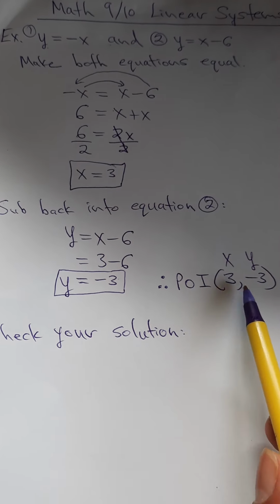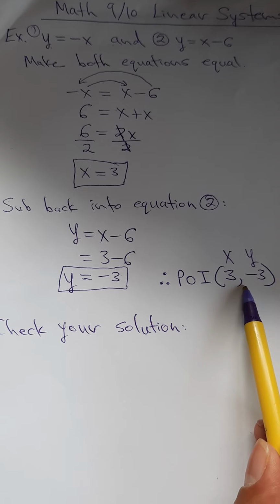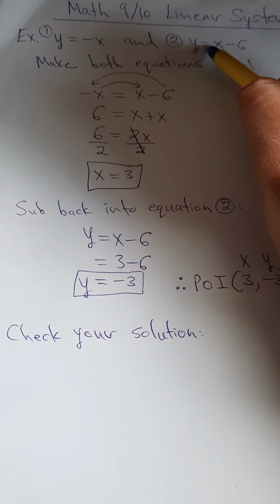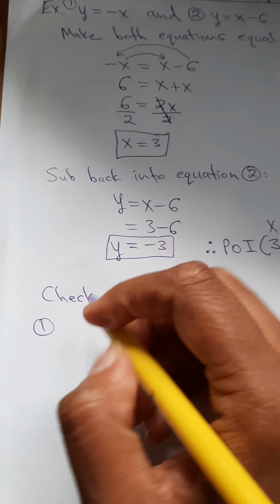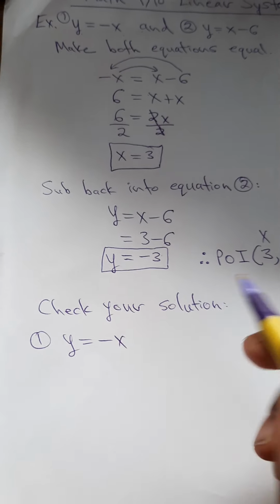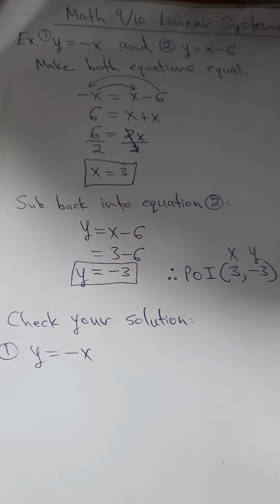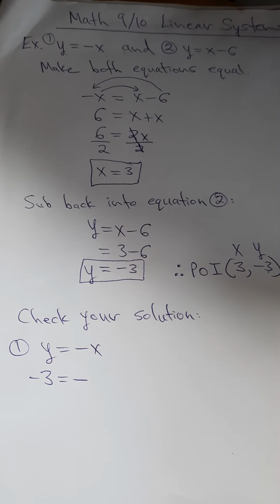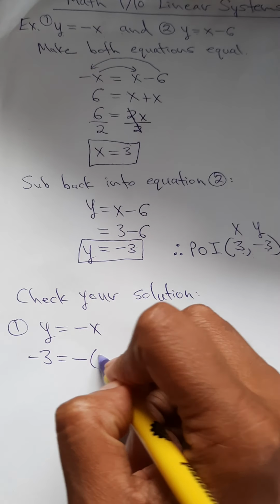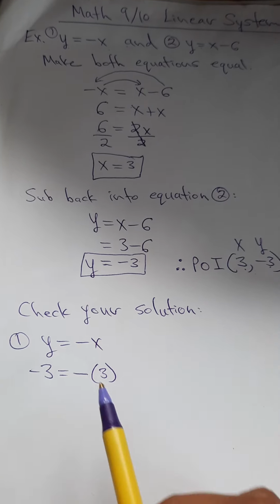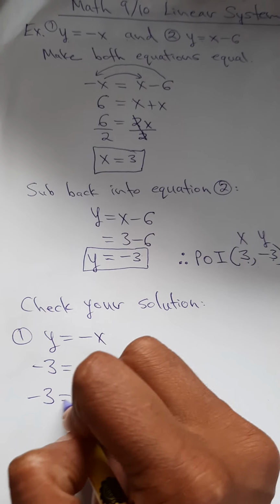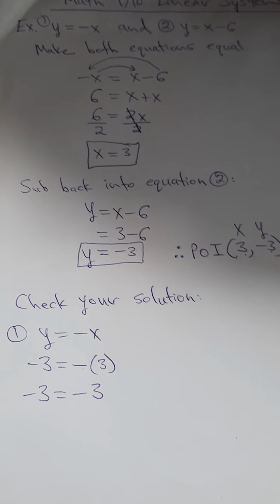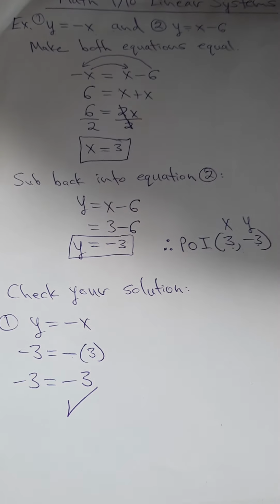So I'm going to take my solution here, which is my point of intersection, 3 and negative 3. You're going to sub it back into each of these equations. So let's check it with equation 1. y equals negative x. So y is equal to negative 3, and the x value is equal to 3. You notice how I put the negative sign outside. So negative 3 equals negative 3. This is in my first equation, and I see that it does satisfy the first equation.